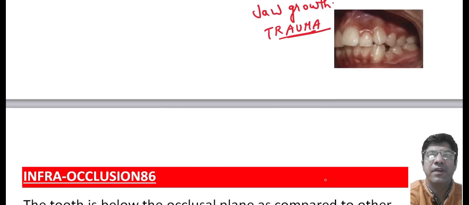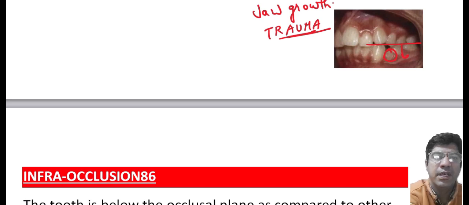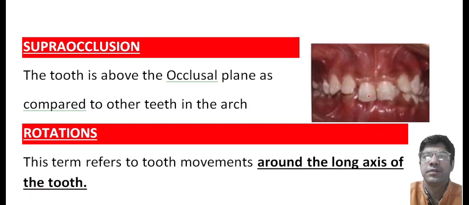Another can be infraocclusion. Infraocclusion means the tooth is positioned below the level of the occlusion. So suppose this one is the occlusion level and the tooth is below the normal level of the occlusion plane, it is known as infraocclusion. Supraocclusion is the opposite of infraocclusion. When the tooth is above the level of the occlusion plane, it is supraocclusion.